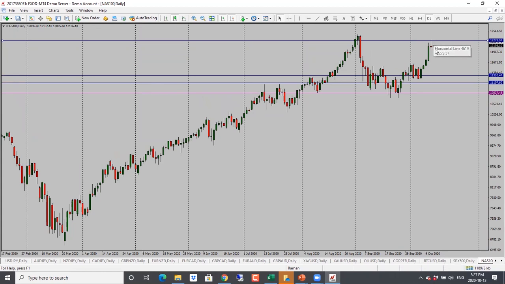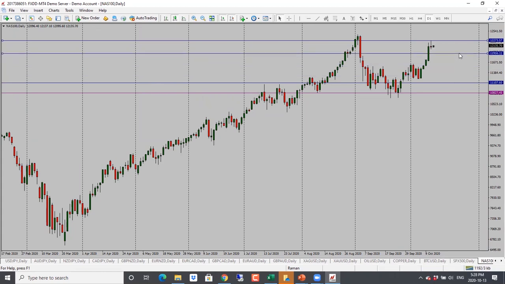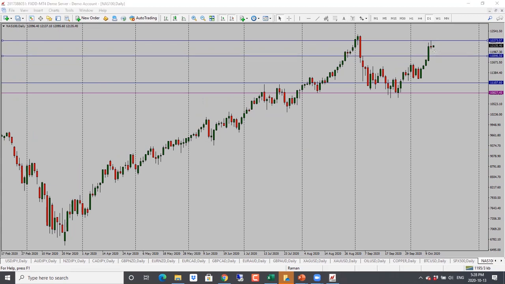Nasdaq here, we have a bearish pin bar. So looking for a drop here. Now we may get a pullback all the way into this, so be mindful of that. But 11,850 is the target here, so bearish bias for Nasdaq.